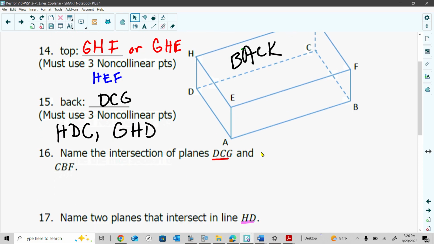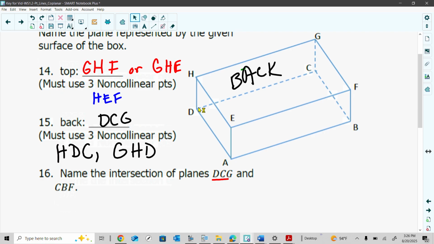Here we want the intersection of plane DCG, okay. That is the back we just talked about. And we want to do the plane, so the back is what we're looking at. And if I trace from C to B to F, that would be the right side here. Okay. So where they intersect, where they meet is this edge. I don't think I have it on, which is GC.